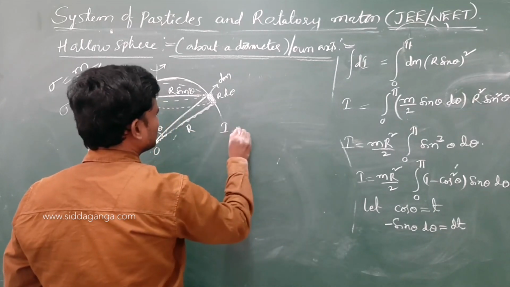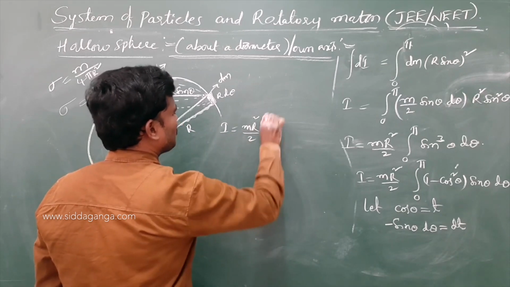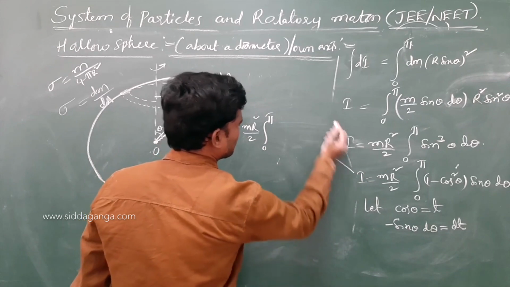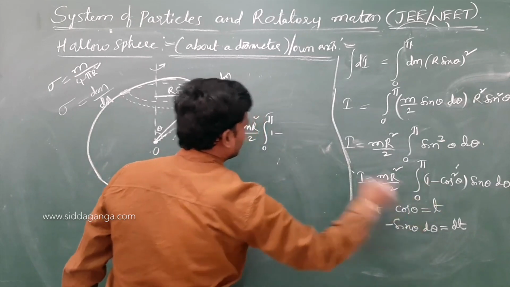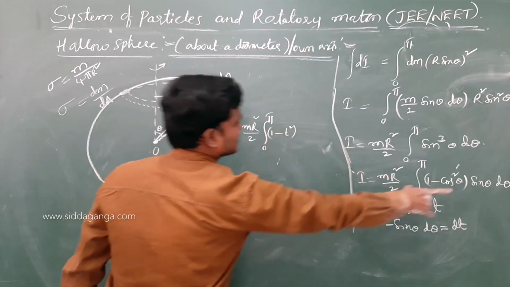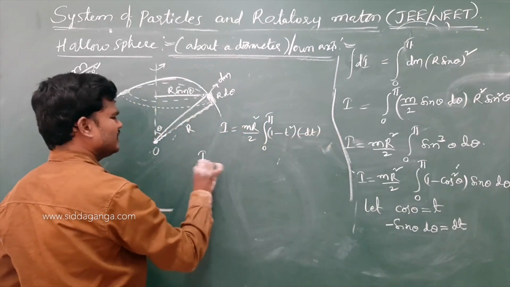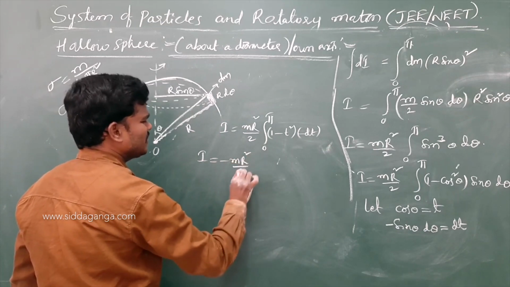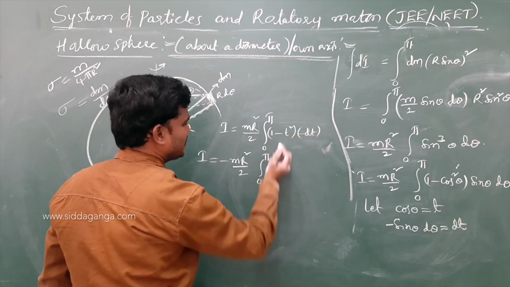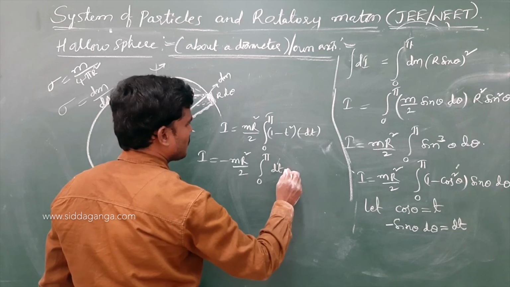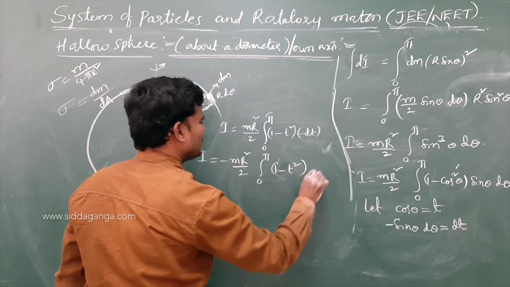So use I is equal to mr square by 2, integral 0 to pi. I am using this step: 1 minus cos square theta, nothing but 1 minus t square. Sin theta d theta is nothing but minus dt. Minus you write in front. Minus m r square by 2, 0 to pi, 1 minus t square dt. Okay, so let me write like this.